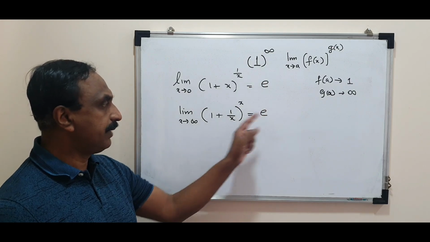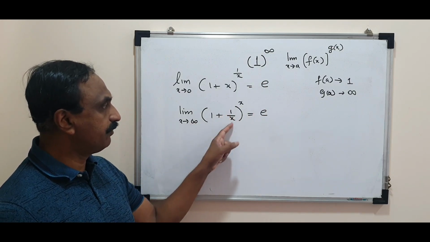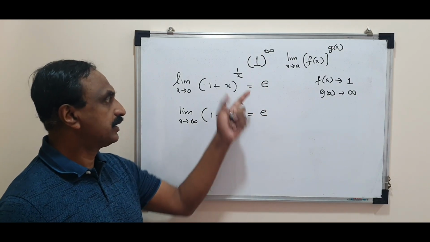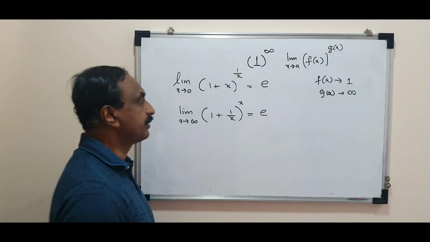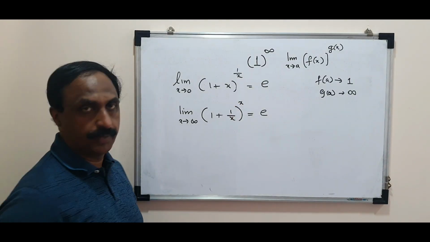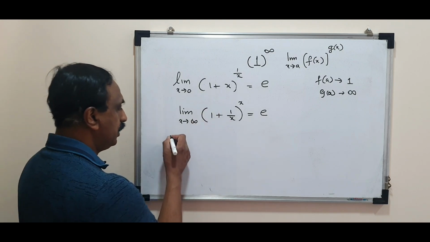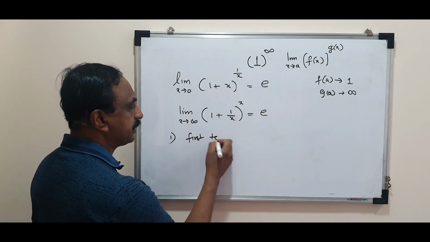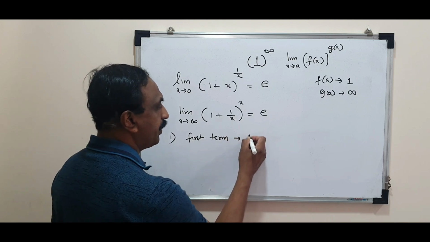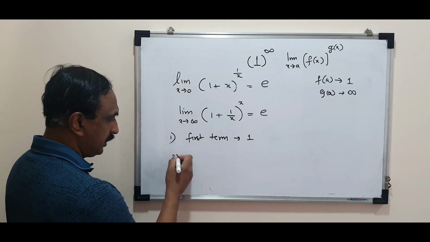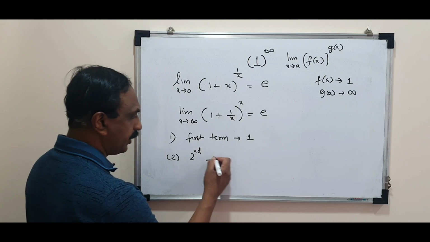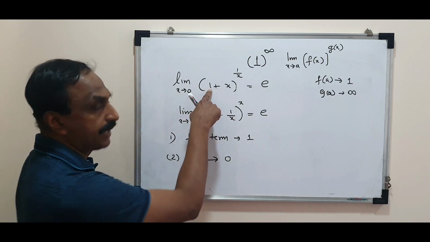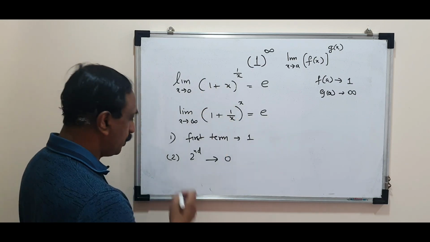Both the answers are the same because we know that when x tends to infinity, 1 by x tends to 0, and both remain the same function. So let's see how to apply this formula. First of all, the first condition to be satisfied is that the first term in the bracket should be 1. The second term should tend to 0.